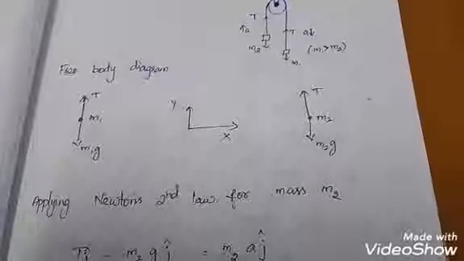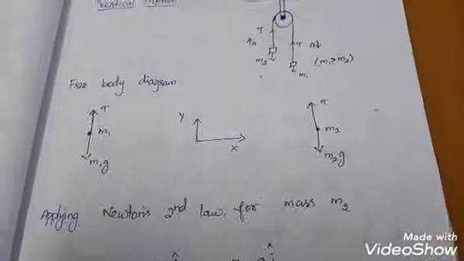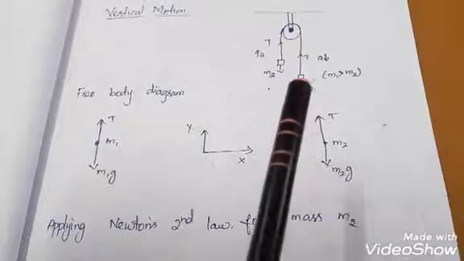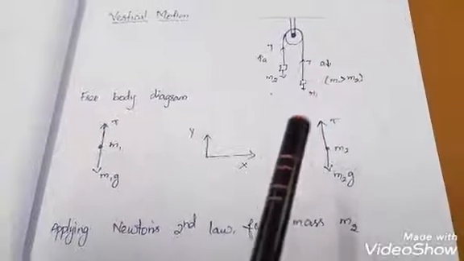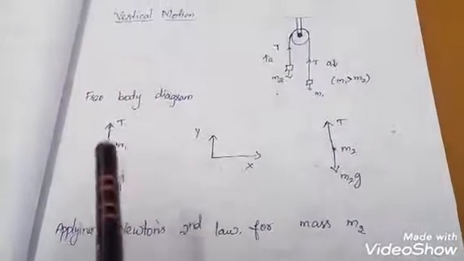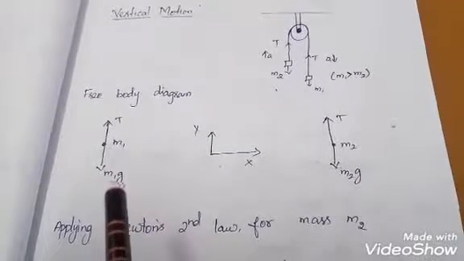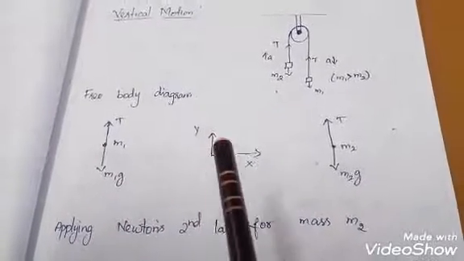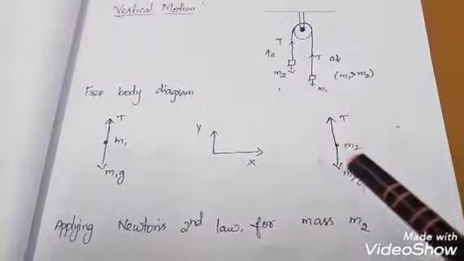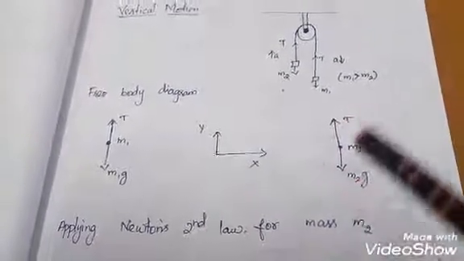First we consider the free body diagram for vertical motion. First mass m1, we consider the point mass m1. The tension is in the upward direction, and the gravitational force m1g is acting in the downward direction. Here acceleration is converted to gravitational force, so m1g. This is the y component. Now we consider the mass m2. Here the point mass is m2, tension is in the upward direction, and m2g is in the downward direction.